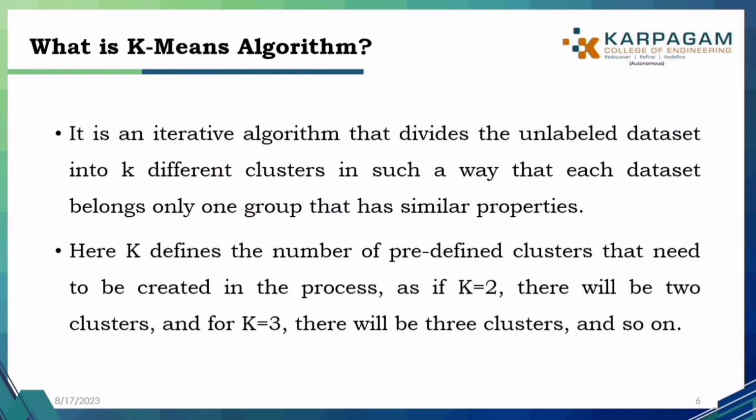Next, we are going to see what the k-means algorithm is. It is an iterative algorithm. It means it divides the unlabeled data into k different clusters. It will create groups based on their similar properties. Here k means the number of clusters. If the value of k is 2, there are 2 clusters. If it is 3, it means 3 clusters with 3 different properties.